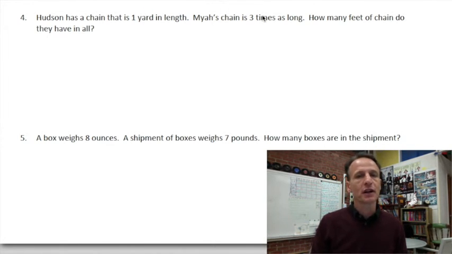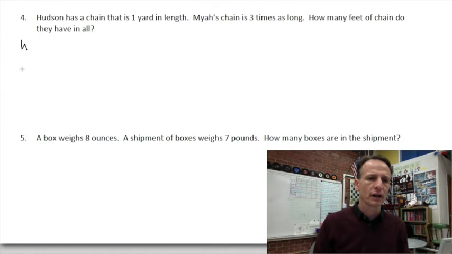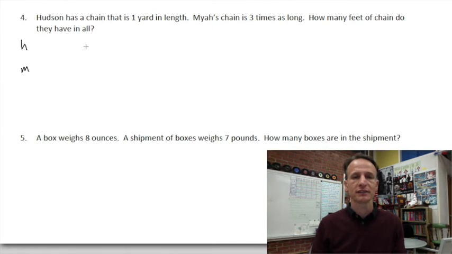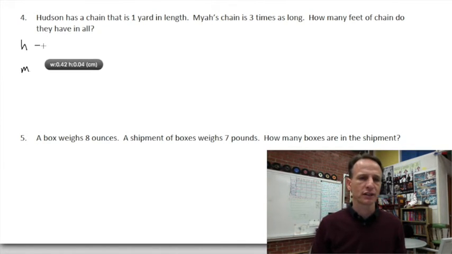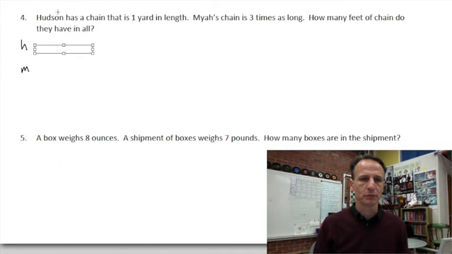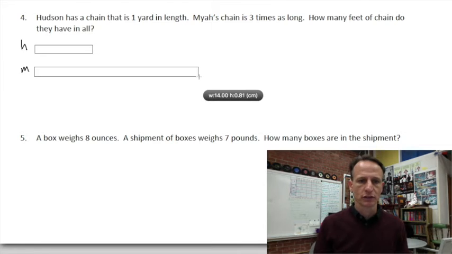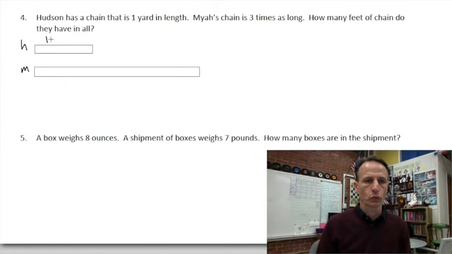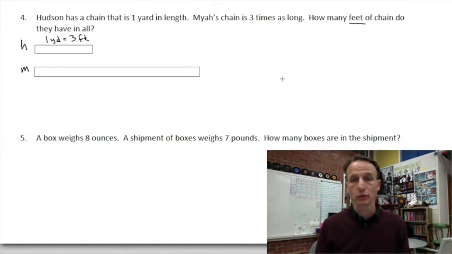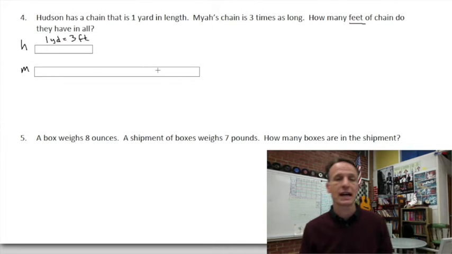So we're putting them together here, but still we have a comparison. It's 3 times as long. So although we could draw this different ways, we're going to do Hudson and Maya, and we're going to draw separate ones. And we know that Maya's needs to be 3 times as long, so we won't draw Hudson's too long because Maya's needs to be so much longer. So hers is going to be 3 times as long. Okay, so this is 1 yard. And look, we know how many feet that is, don't we? That's 3 feet. And the reason I'm doing that is because, I should have underlined it before, our answer, we're being asked how many feet of chain do they have in all.